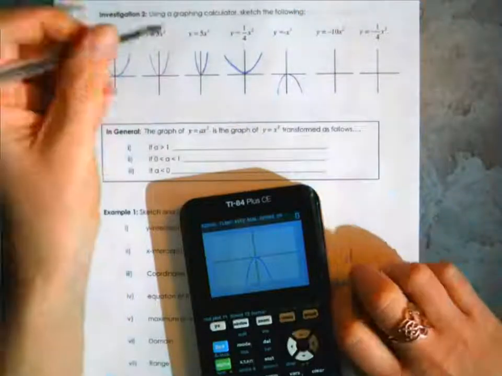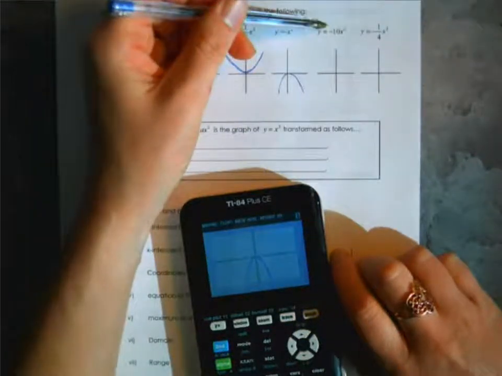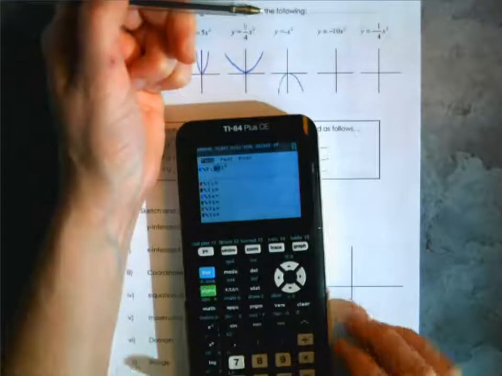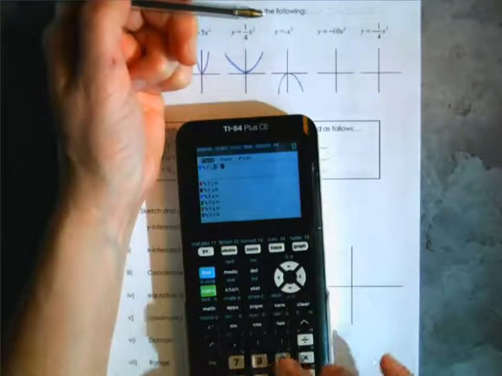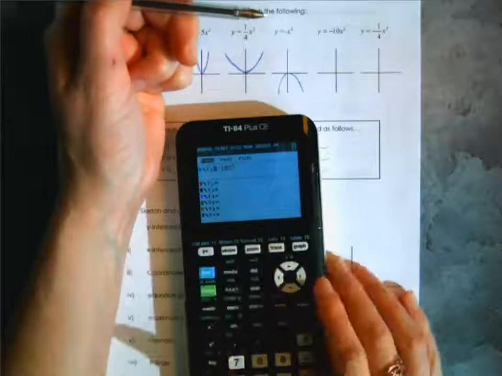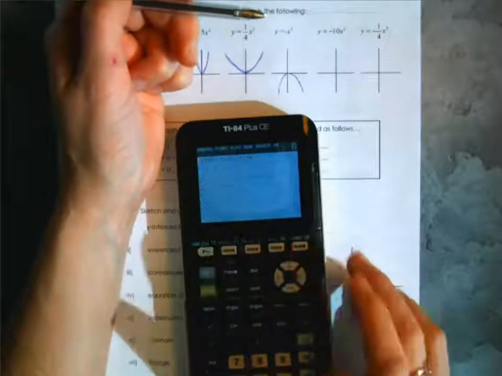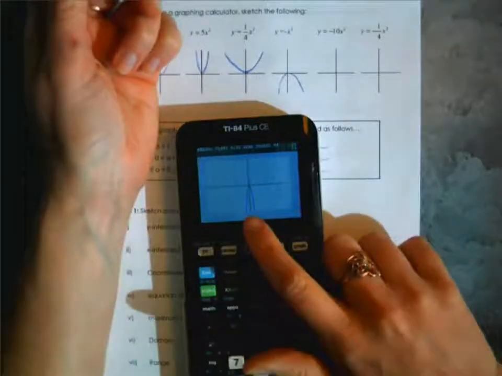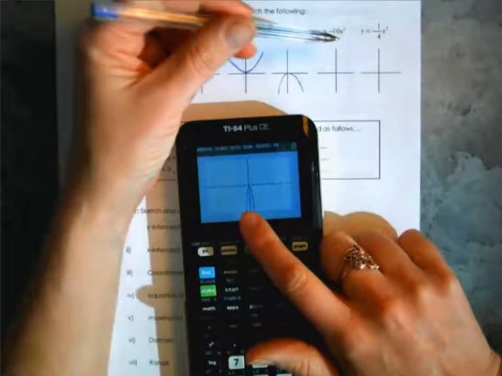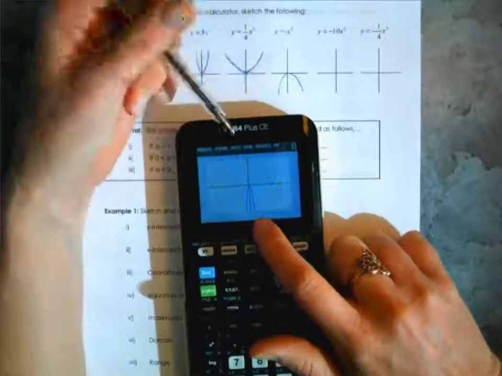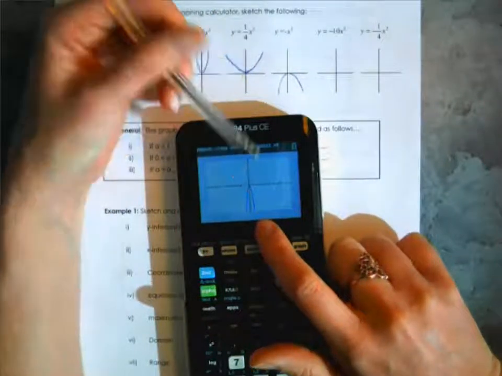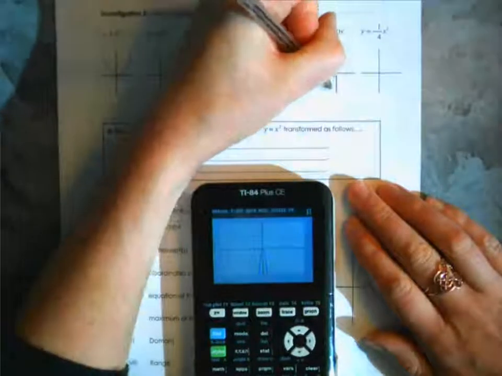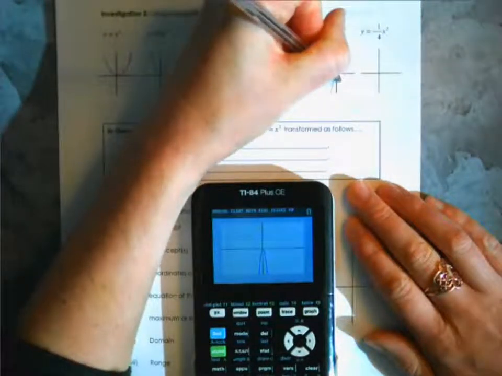Okay. All right, now what do you think is going to happen if we do negative 10x squared? Y equals negative 10x squared. Graph. And hopefully you could guess that. The bigger the number is on the negative side, it still has the same effect. It's still becoming narrower. So we're going to get super narrow.